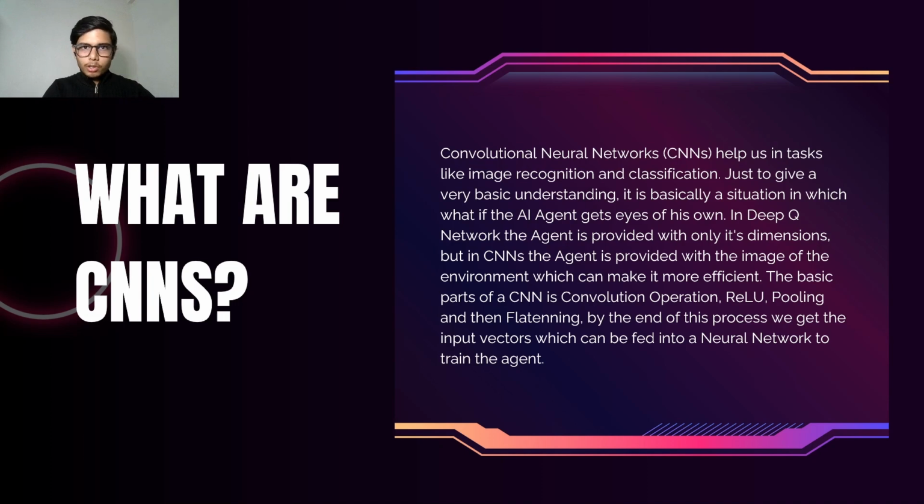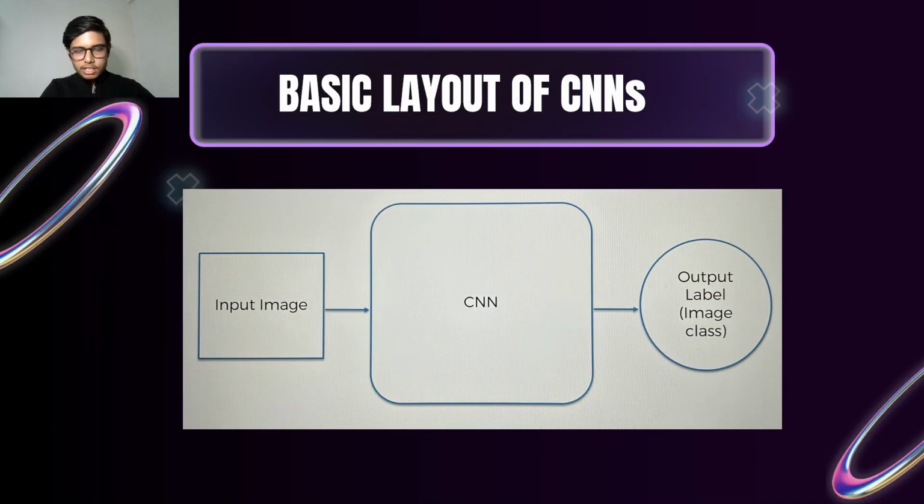First of all, let's talk about the basic layout of CNNs. In this diagram, we can see that there is an input image that you give to the CNN. Then it does its job of recognizing and classifying it, and then there's an output label for the image class. If I train the CNN to recognize whether the input image is a dog or a cat, and I put in a picture of a dog, the output label will be dog. If I put in an image of a cat, the output label will be cat. That's how CNN works.